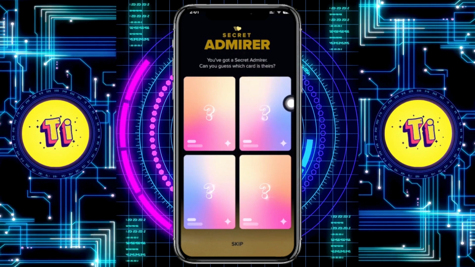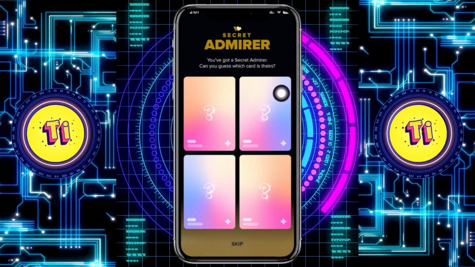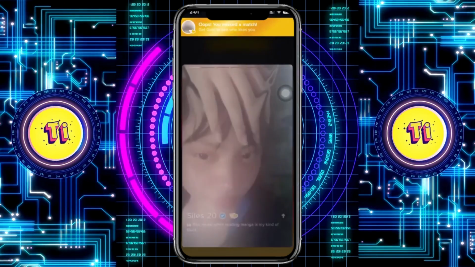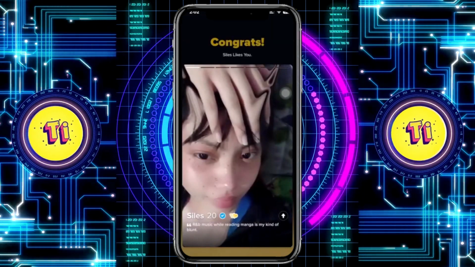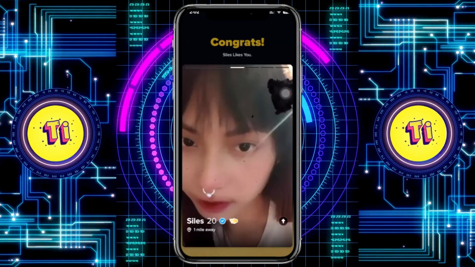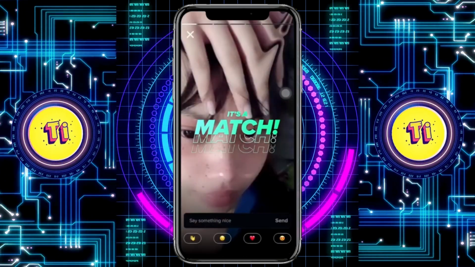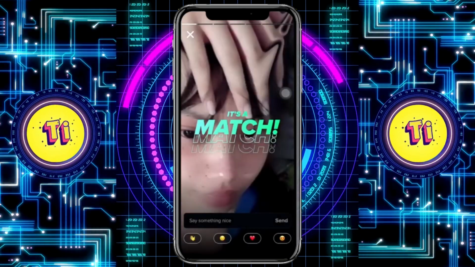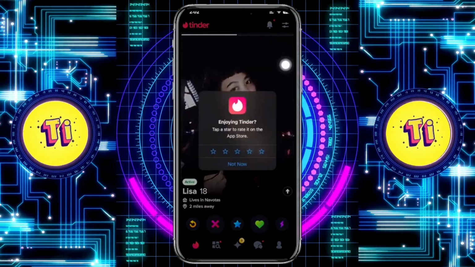So in this case, all we need to do is choose any card that we'd like. I'm going to choose this one. Basically, we are sure that this person has liked us already, so we just need to confirm and proceed with liking them as well. And as you would notice, it's going to be a match. So it's that easy, guys, to use the secret admirer feature on the Tinder application.